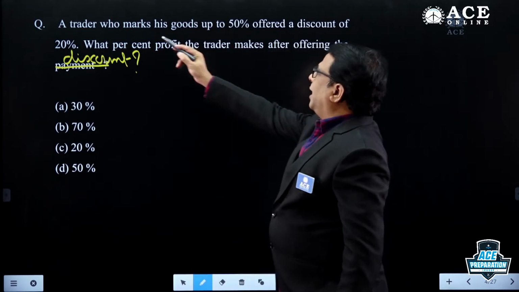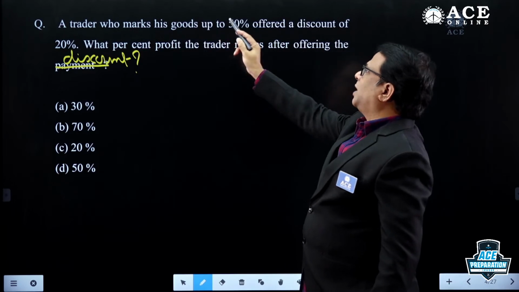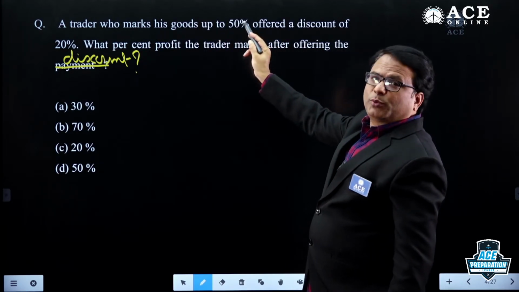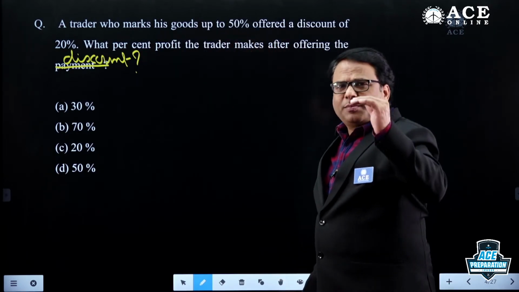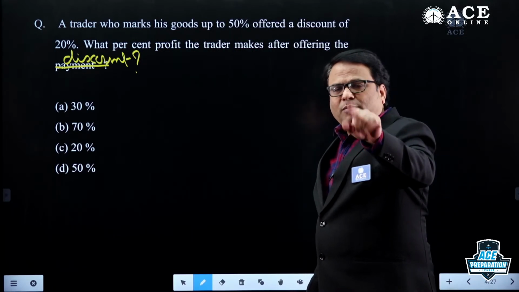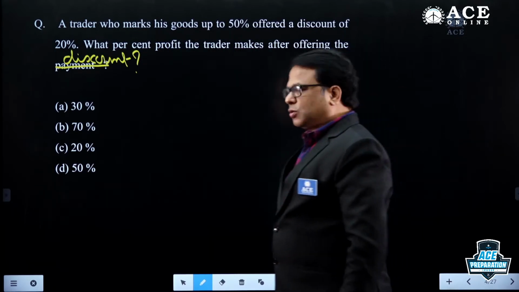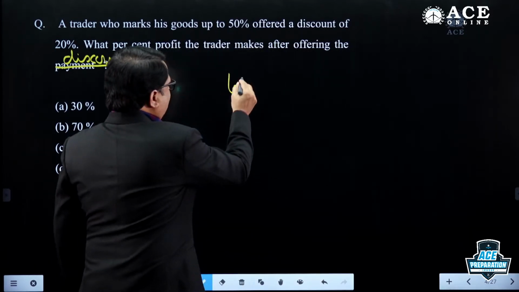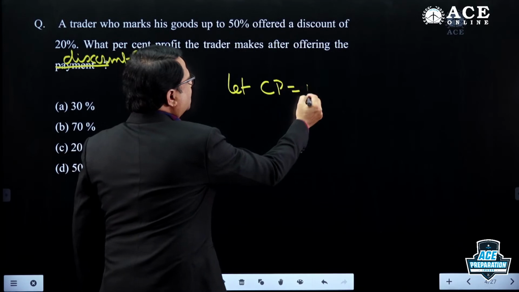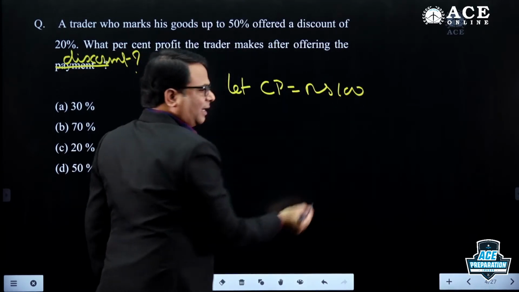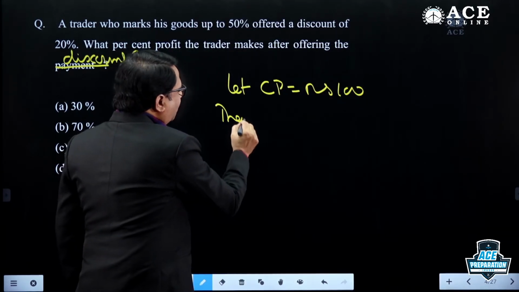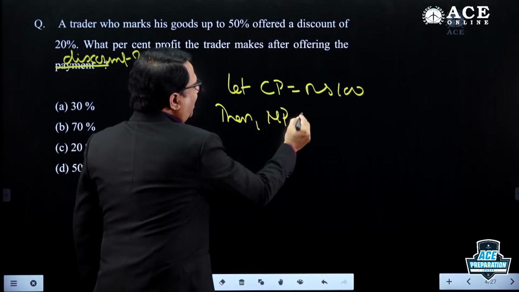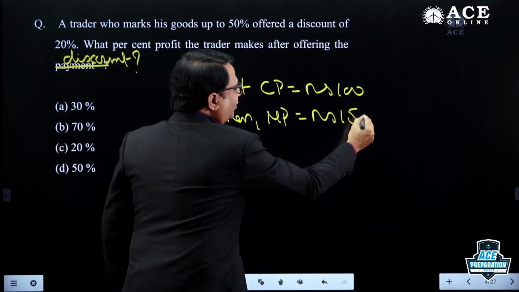It is clearly given that market price is 50% more than the cost price. You can see here, a trader who marks his goods up to 50%, that means market price is 50% more than the cost price. So I start by assuming the cost price. Let cost price equal rupees 100. Then automatically market price will be rupees 150.